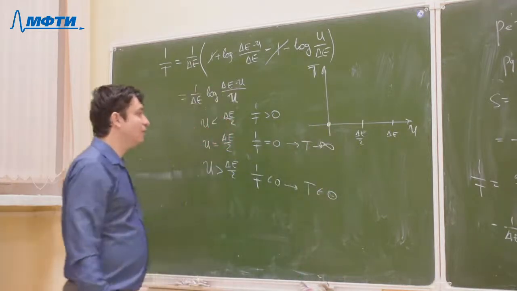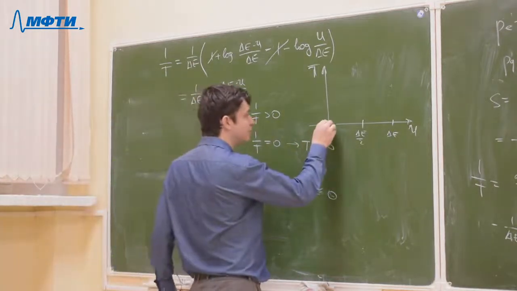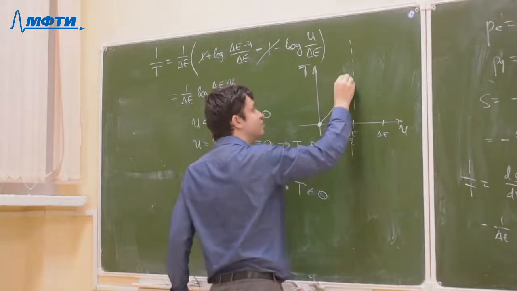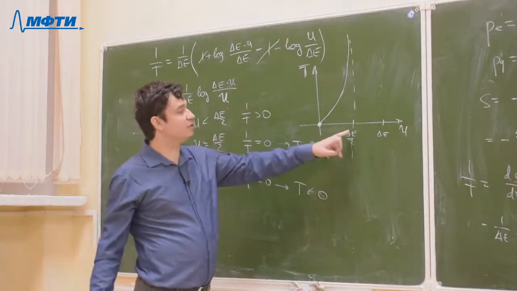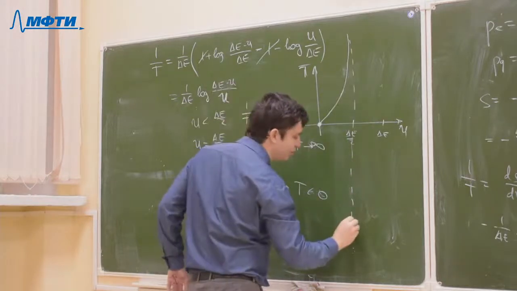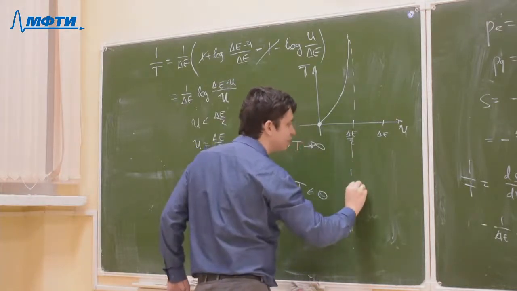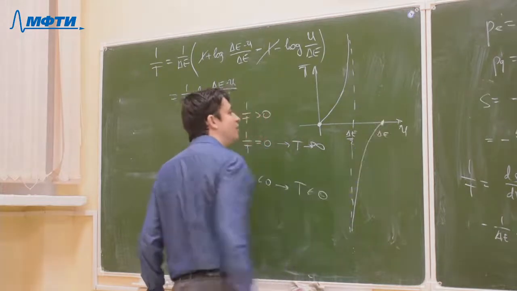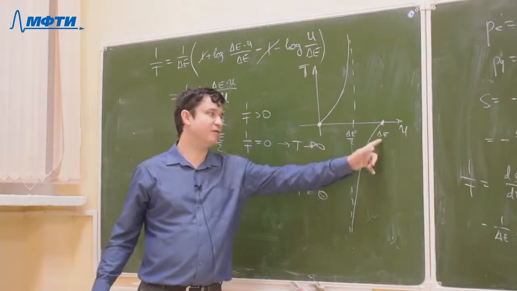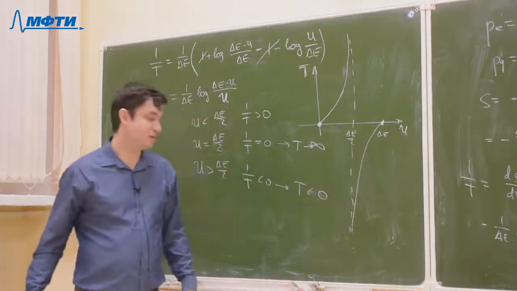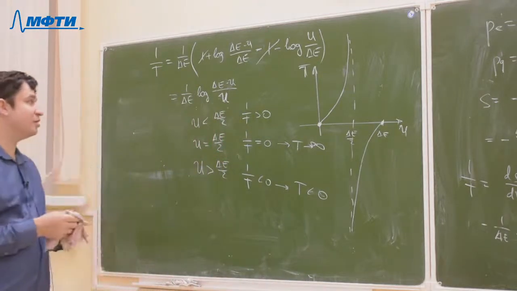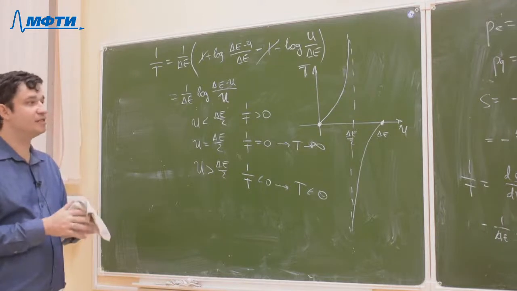Okay. And then temperature rises until it becomes infinite when we get close to delta E over 2. Then we immediately go to minus infinite temperature. And then the temperature gets back to 0 from the negative side when we approach U, which equals delta E. So formally, that means that temperature can easily be negative.